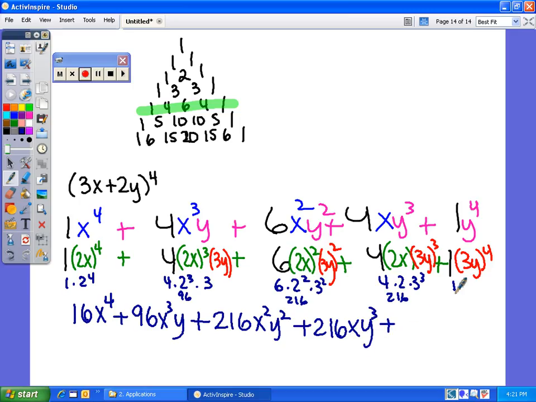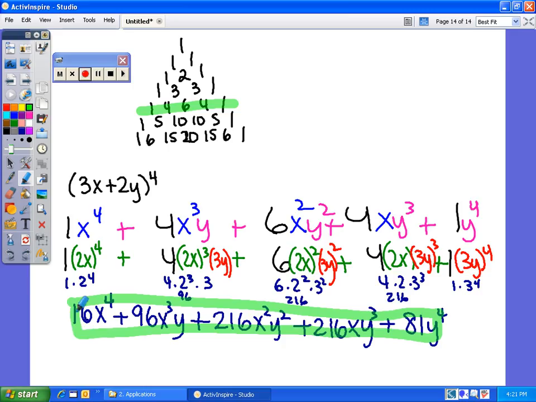And last but not least is 1 times 3 to the fourth. Well, 3 to the fourth is 81. So if I did this right, my x's should be counting down by 4, 3, 2, 1. And my y should be counting up by 1, 2, 3, 4. And they are. And we're done.